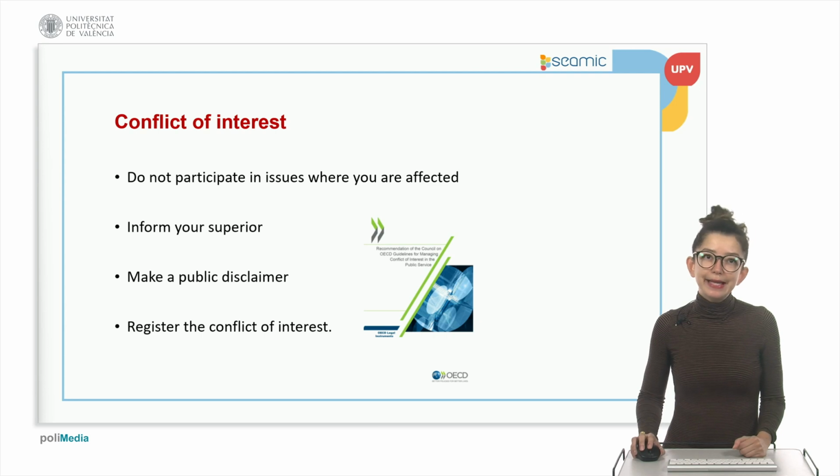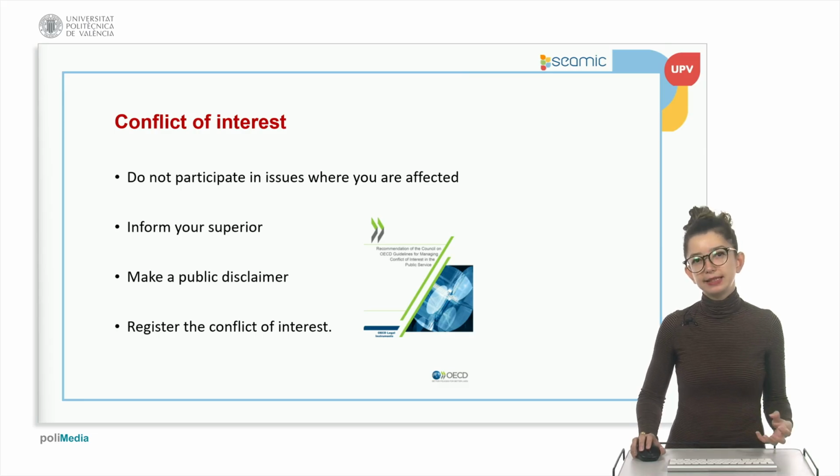These are some recommendations to avoid conflict of interest. Do not participate in issues where you are affected. Always inform your superior about ambiguous situations. Make a public disclaimer if you need to, and also register the conflict of interest. Try to gather all the data that you can in order to have proof or evidence about the conflict.